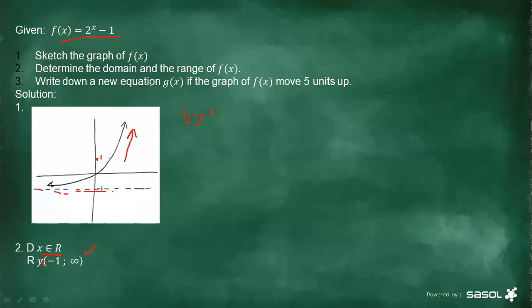Write down a new equation g if the graph of f moves 5 units up. Let's see the equation of g. If it's moving up by 5 units, you just add 5. And then our new equation is going to be 2 to the power x plus 4. That is the new equation.